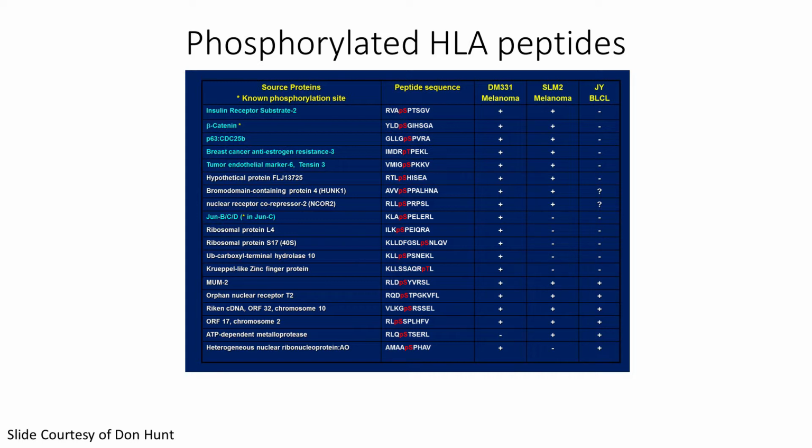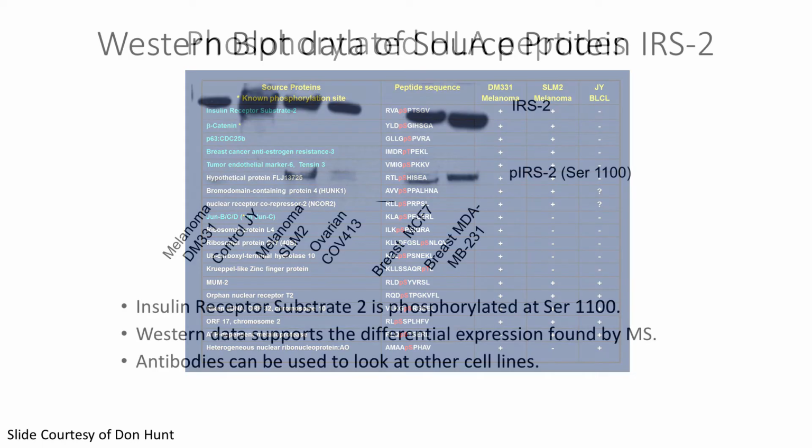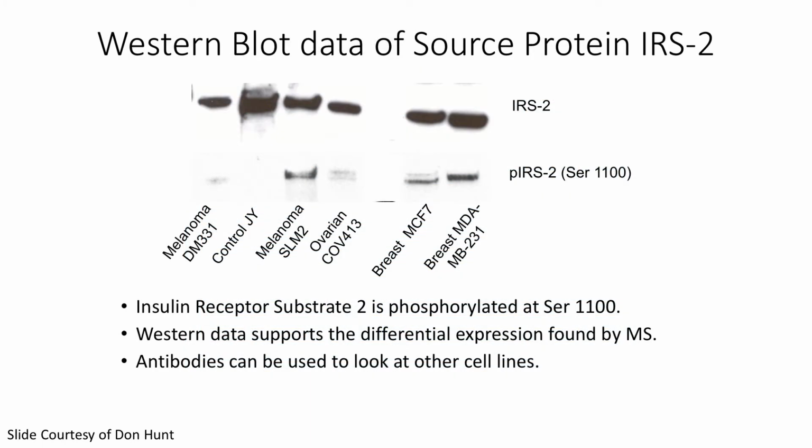It's insulin receptor substrate 2. Yep, thank you very much. What you see here is the Western blot for the protein, and down here is for the phosphorylated residue that was found by mass spectrometry. You can see that it's not necessarily the greatest Western blot, but you see it's present in this melanoma, a little bit here. This is a control cell line where you don't see a shadow. You see it in ovarian, and you can see it in some of these breast cancers.